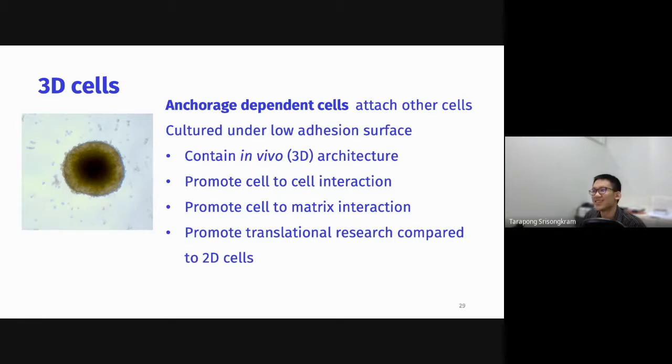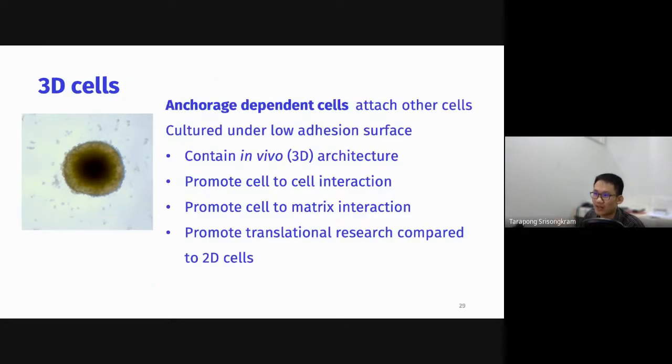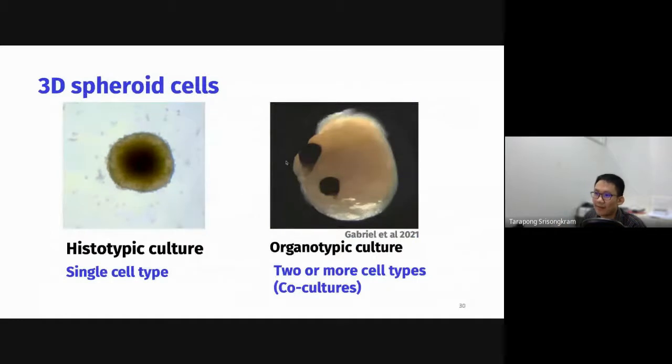Okay, so the last, the 3D cells can be composed of two types, including the histotypic. This type means that we culture a single cell type into the 3D form. And the organotypic culture is one form of the 3D cells. In the organotypic culture, we culture two or more cell types in the flask, so it will generate the organ, just like the organ in our body.